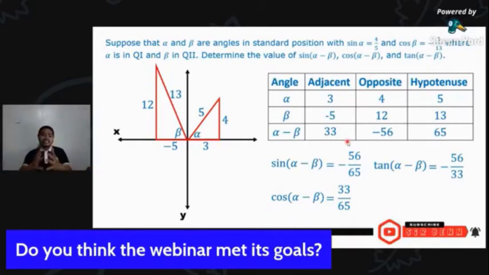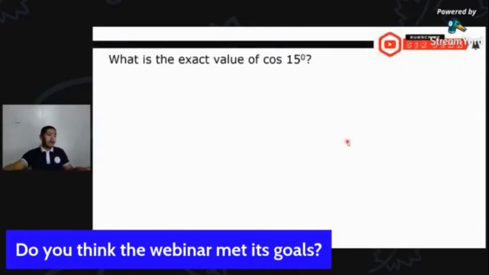Okay, so as you can see, it is really easy. Compare it to memorizing 6 formulas. Okay, let us now proceed to another example. So let us identify the exact value of cosine 15.